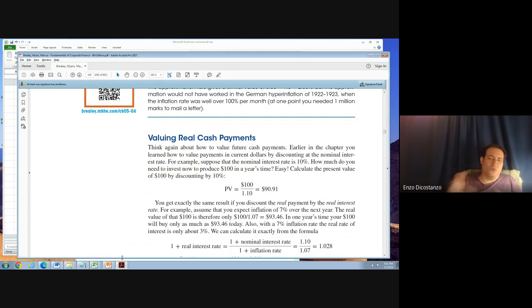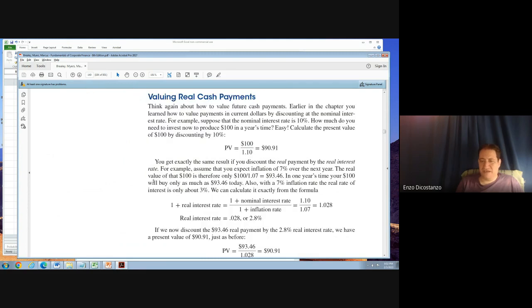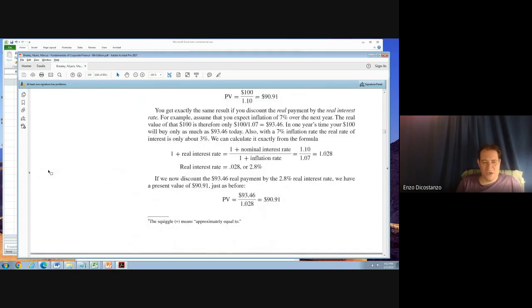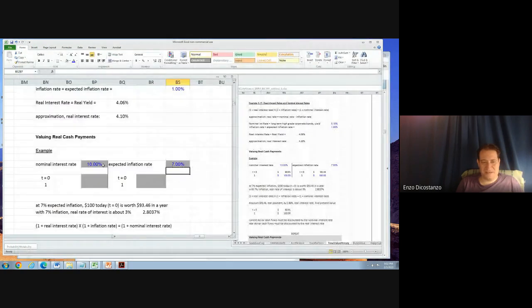I always try to go in one direction with everything. They try to go backwards and forwards, but it says the real value is therefore only 93. In a year's time, it only buys as much as 93. Okay, that's another way to look at it, right? So that's what I just said. We spend 93 today, you spend $100 a year from now. And it goes through the mathematics of that one more time.